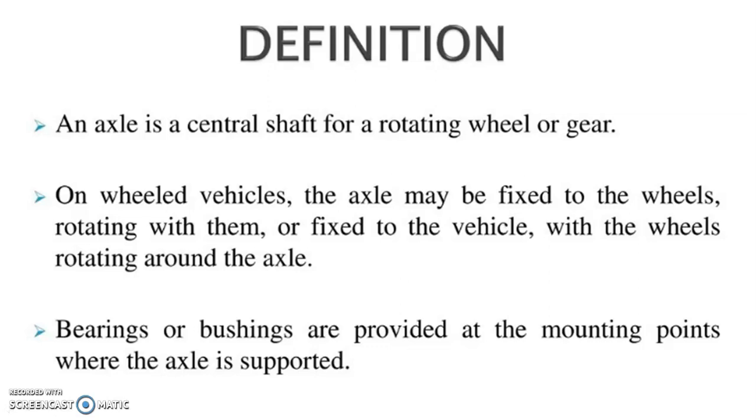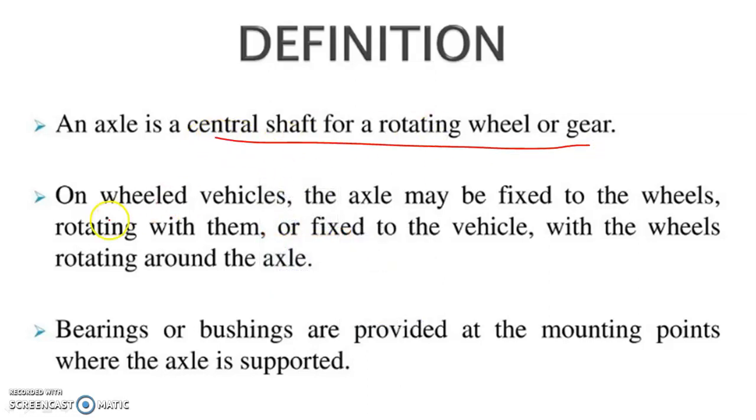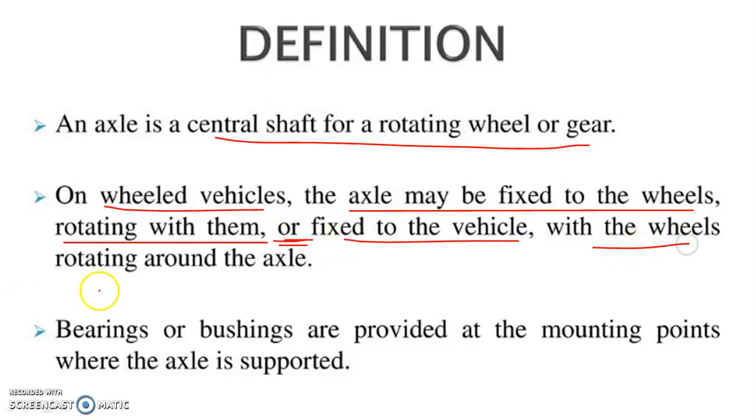Starting with the definition of axle: an axle is a central shaft for rotating wheel or gear. On wheeled vehicles, the axle may be fixed to the wheels, rotating with them, or fixed to the vehicle with the wheels rotating around the axle. So there are two options. The first option is that the axle is fixed to the wheels, rotating with them, and the second option is fixed to the vehicle with the wheels rotating around the axle. Bearings or bushings are pivots provided at the mounting points where the axle is supported.